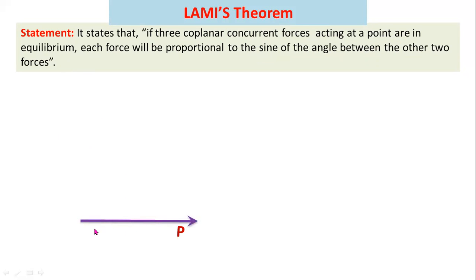So this is the first force P, and this is a second force Q. The angle between these two forces is alpha. Now beta is the angle between the second force and the third force. S is the third force. Beta is the angle between force Q and S. And gamma is the angle between force P and force S. These three forces are coplanar and concurrent.